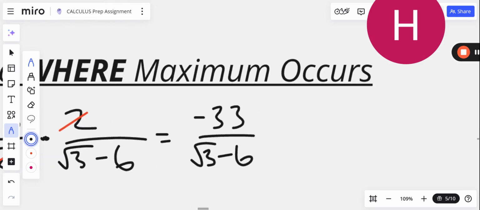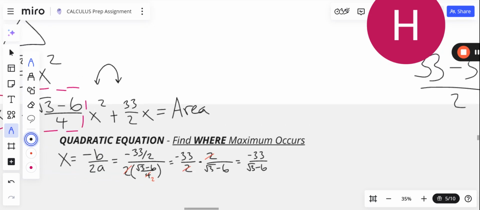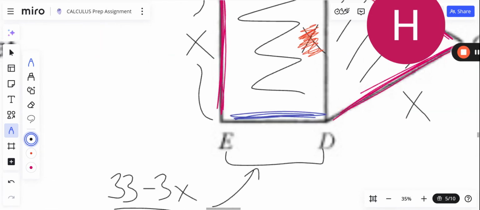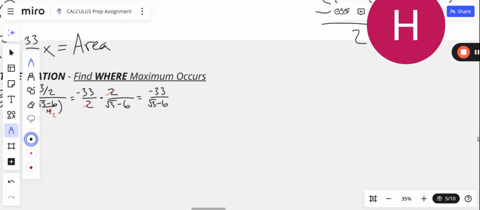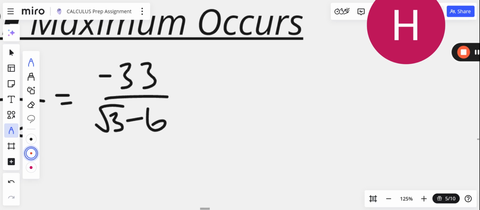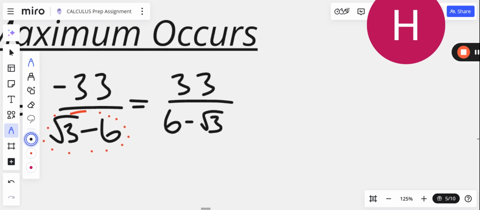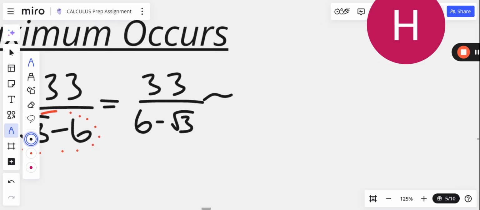That may seem like it's a negative value, which would not make sense if x were a negative value, right? Because this is a side length. A side length cannot be negative, but don't worry, it is positive. Because this down here, as I stated earlier, is negative. So if we want, we can factor the negative out, and we'll get 33 over 6 minus root 3. You don't need to rationalize this. You could plug it into a calculator if you'd like.